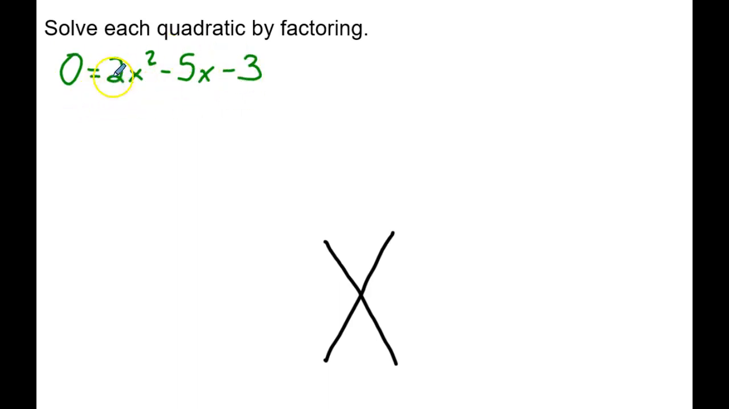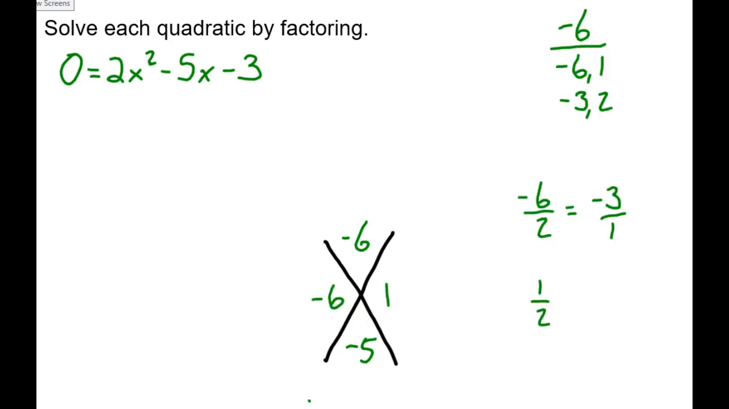Okay, so the first thing we need to do is identify our a, b, and c values, and go through that same process. So 2 times negative 3, we have negative 6, and then our b value is negative 5. So making our list of factors, finding the combination that works. There's not a lot of factors for negative 6. The combination that works is negative 6 and 1. So we take our factor of negative 6, divide that by our a value of 2. This simplifies down to negative 3 over 1. Then we take our factor of 1, divide that by 2, and that one will not simplify any further.